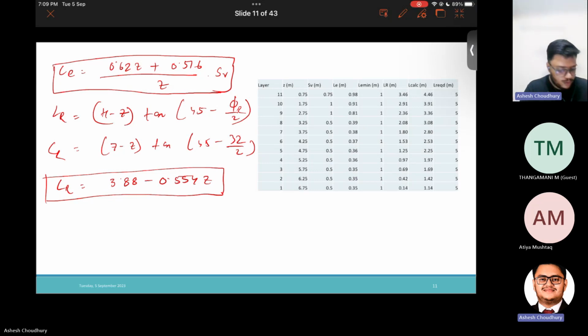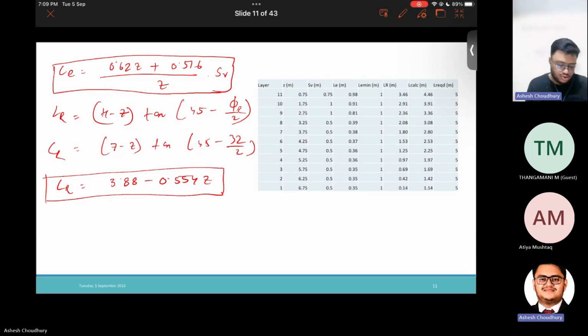Now, one more thing that we need to ensure is the connection strength. We need to ensure the connection strength between the facing block and our geogrid. Many researchers have given many things, and it was already discussed in the class how the testing of this connection strength is done.